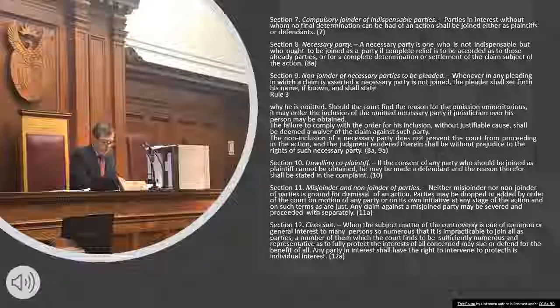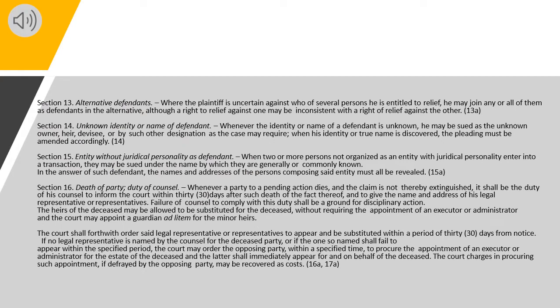Section 13. Alternative defendants. Where the plaintiff is uncertain against whom of several persons he is entitled to relief, he may join any or all of them as defendants in the alternative, although a right to relief against one may be inconsistent with the right of relief against the other.